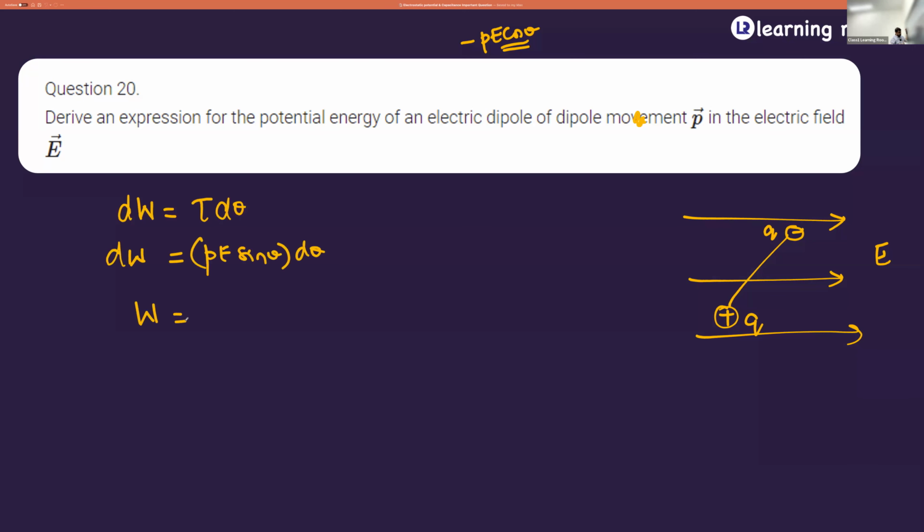So when you integrate it, W will be equal to PE into integral of sin theta, which is minus cos theta, from theta 1 to theta 2. Substitute the upper limit and lower limit. So the answer will be minus PE into cos theta 2 minus cos theta 1. Initially, if the system was perpendicular to the electric field, then cos theta 1 would have been 0. So the answer would have been minus PE cos theta. Right. I hope you are able to recollect this.